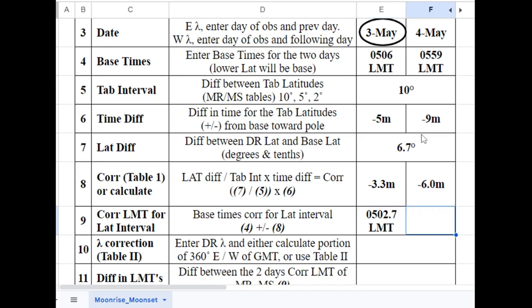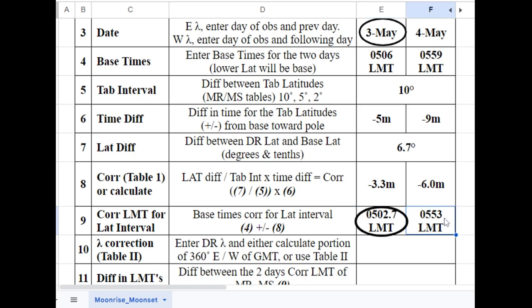Let's do the same for 4 May. We're going to take our LMT of 0559, apply our correction of -6 minutes, and we get 0553 LMT. This is a good spot to, just so we remember which day is our base day, I like to circle the base day of 3 May, like this.